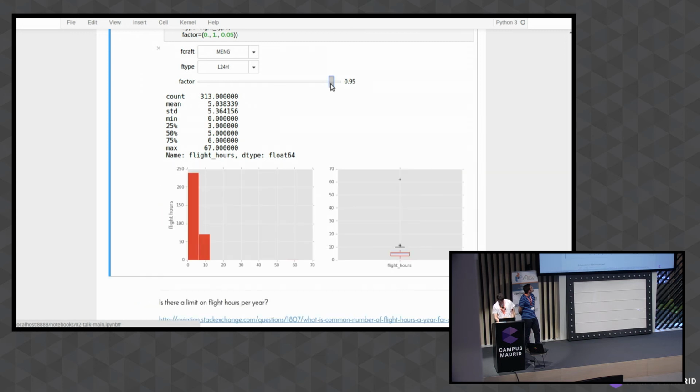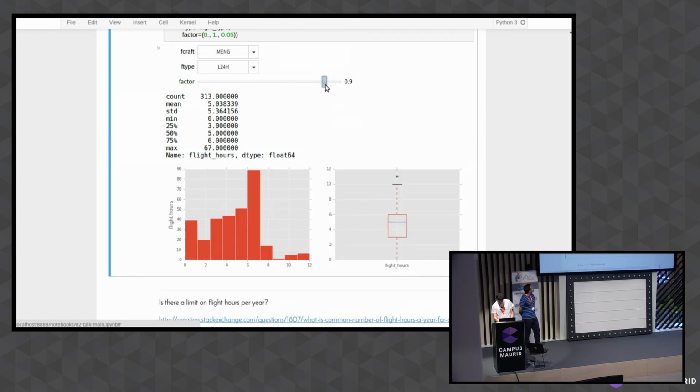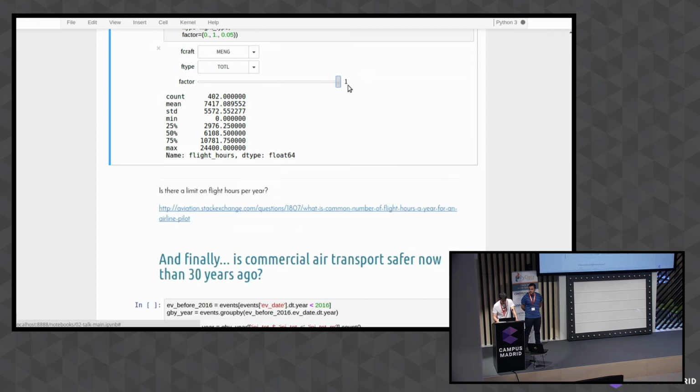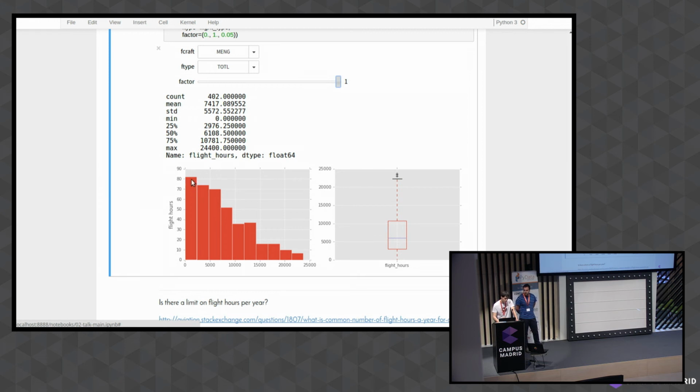Is it working? Yeah. Okay, now it's working, but the first data is here. That's why it wasn't moving. So this is the number of flight hours during the last 24 hours in multiple engines that pilots experiencing an accident had flown. Let's go to something more meaningful. For example, total in multiple engines. And here we start seeing that pilots with less flight experience have more accidents than pilots with more flight experience.